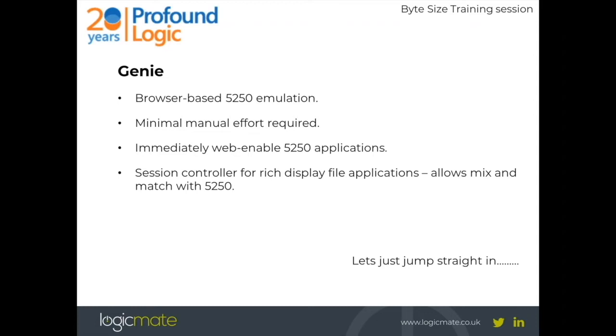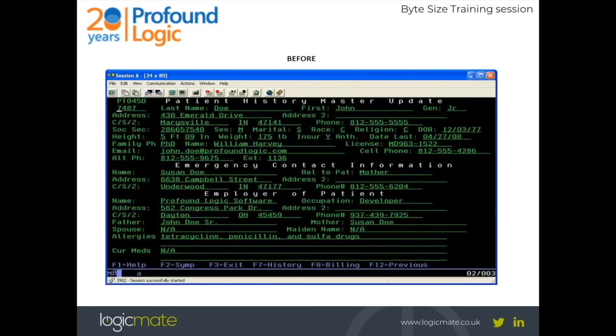Rather than talk about the product, I'm going to jump in right at the end and then work backwards. Consider this a before screen, a typical 5250 transaction screen. In this particular case, it's a patient record, so it's a medical company. You've got some address details and contact details, and then, in this case, emergency contacts. But this could be a typical supply chain company where you're dealing with customers and suppliers, and you'll have a customer address file and so on.